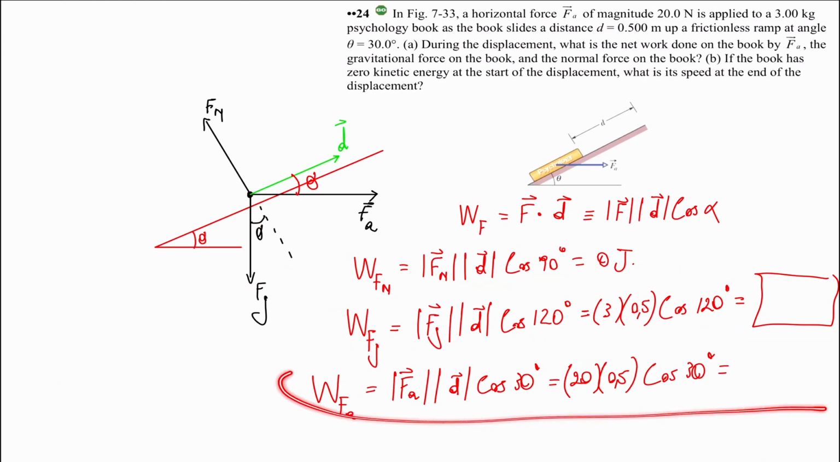And do the same for the force applied. Okay, in order to avoid the video being way too long, I will stop here.